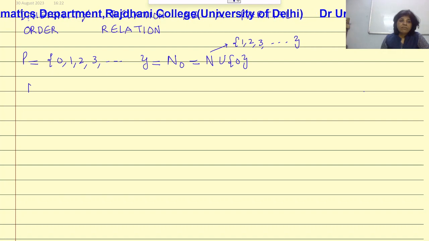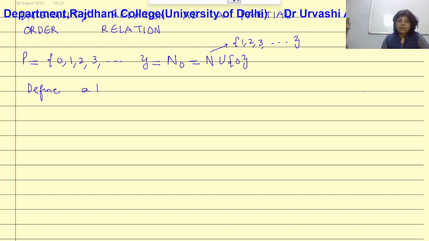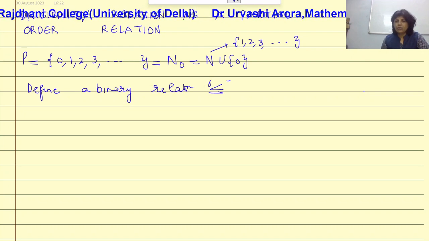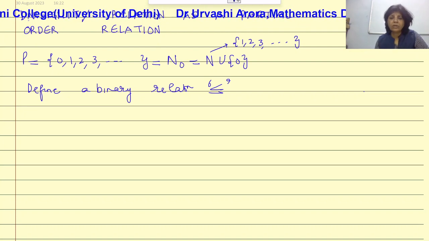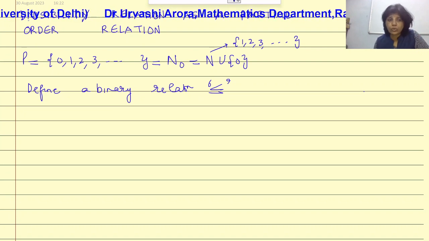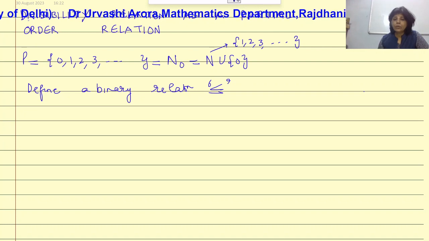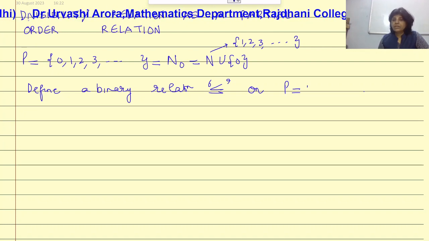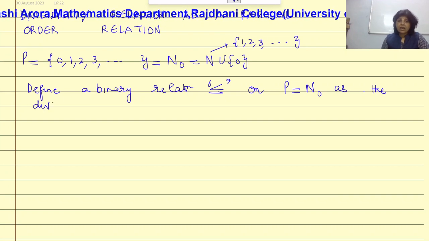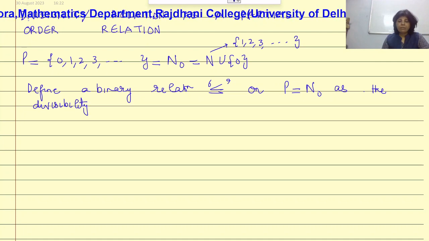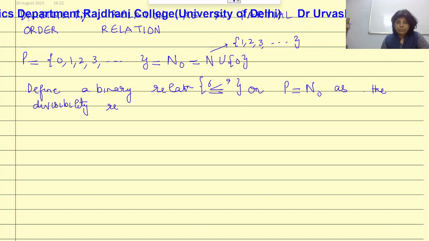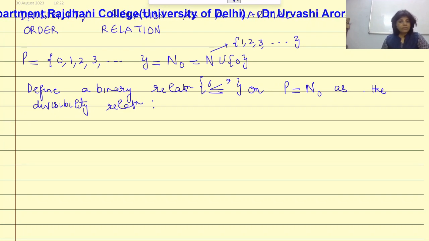Now I define a binary relation, which I denote by less than equal to. This is not the less than equal to which we understand in the usual sense, but this is just a notation. So I define a binary relation less than equal to on P, the set of whole numbers, as the divisibility relation, because we are discussing the divisibility relation over here. So this is how the divisibility relation is defined.